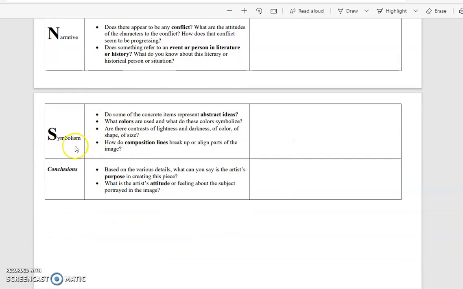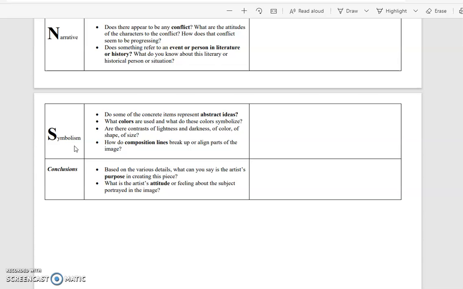Finally, symbolism. Do some of the concrete items represent abstract ideas? Are the colors used meant to help add to symbolism? Are there contrasts of light and dark? Are the composition lines broken up or aligned to make us focus on some of those symbols? I know this feels like a long checklist, and again, you don't need to address every single issue.